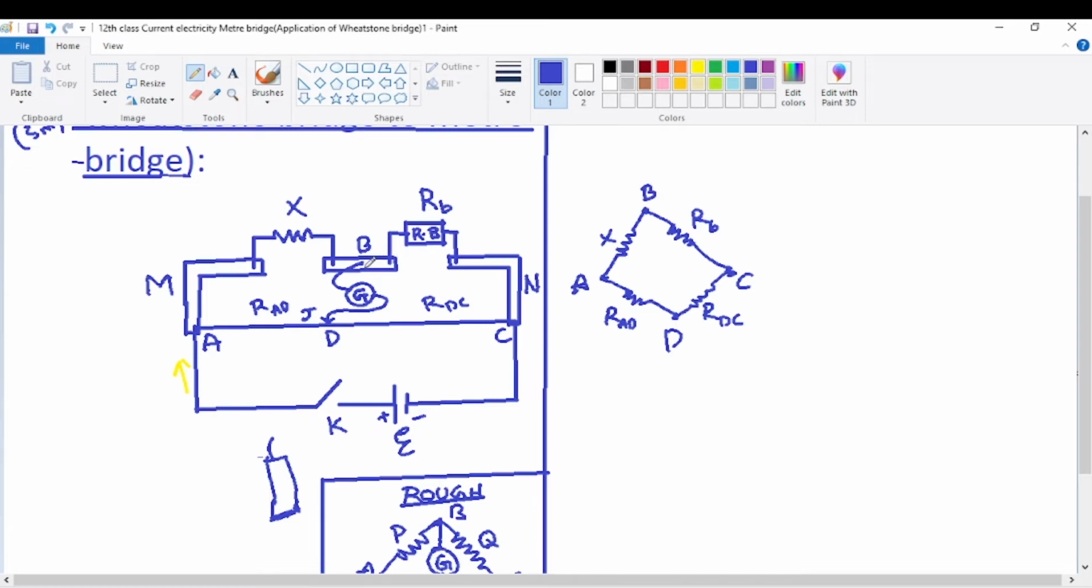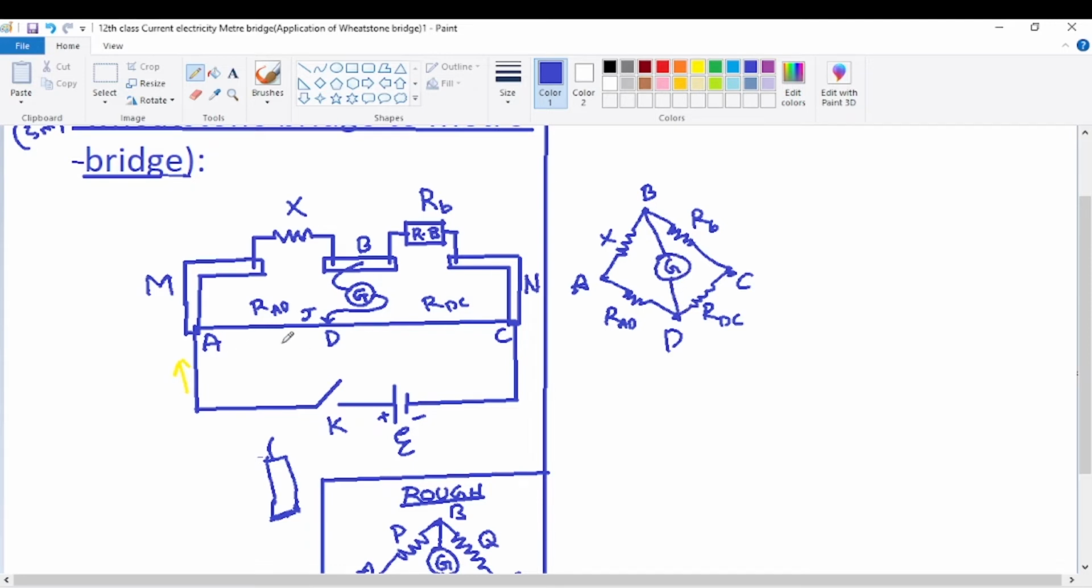So now between B and D, D is the point of contact of the jockey. Already we have seen that between B and the jockey J, a galvanometer is connected. Jockey J is nothing but its position is D itself. It's known as D in the diagram on the resistance wire, bridge wire AC. So a galvanometer is connected between B and D.